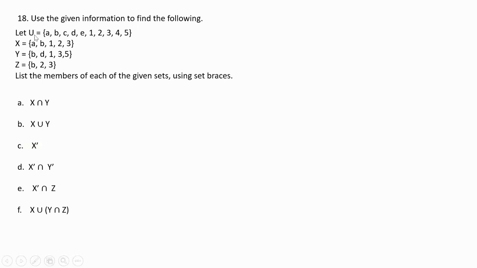18, right? They give you the universal set, which is A, B, C, D, E, 1, 2, 3, 4, 5. Set X has the elements A, B, 1, 2, 3. Set Y has the elements B, D, 1, 3, 5. And set Z has the elements B, 2, 3.